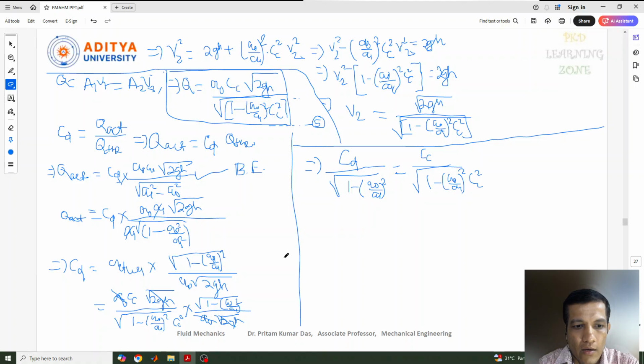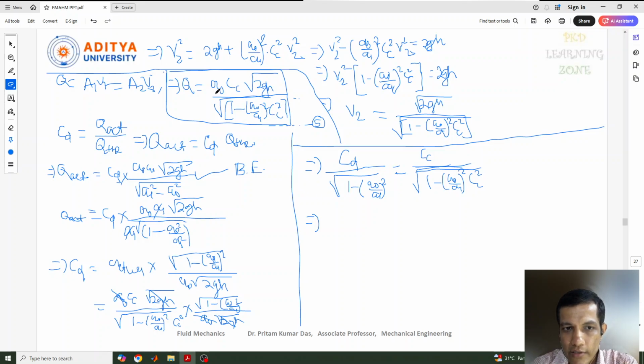Okay, now this is the term I got. As I told you, I want to convert this into only one term. I can keep it in the Cc term or I can keep it in the Cd term. Because I want to put this value in the previous equation, in this equation, I'll change the value of Cc in terms of Cd.